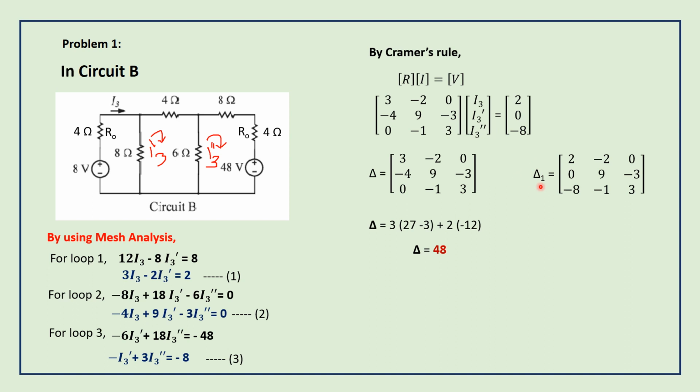So I have denoted that as delta 1. Delta 1 equals 2 into 27 minus 3 is 24, plus 2 into minus 24, equal to 0. Because 2 into positive 24 and 2 into minus 24 will get cancelled, this determinant delta 1 equals 0. Now we need to find I3. I3 is nothing but delta 1 by delta. So 0 by 48, which is equal to 0 amps. So the answer is I3 equal to 0 amps.